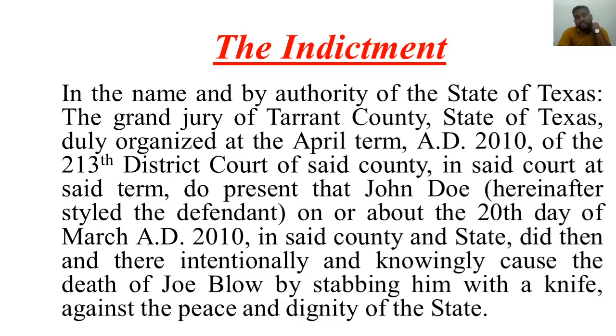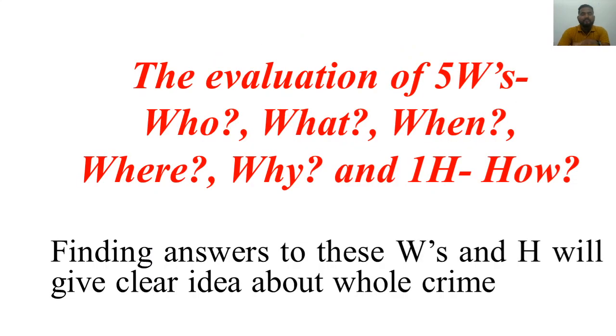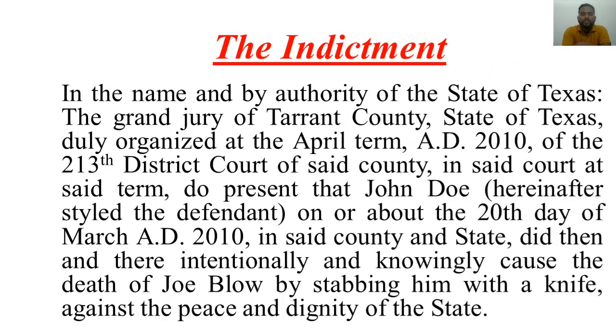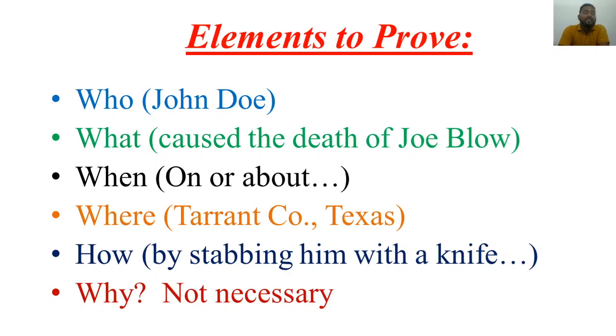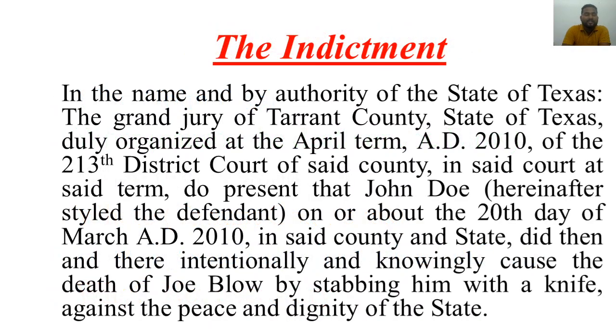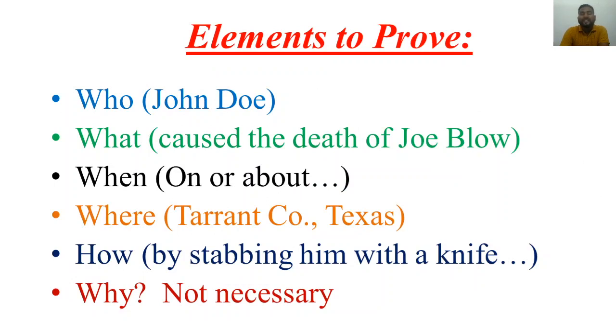Now we have to find out all 5 W's and 1 H, that is who, what, when, where, why, and how. Who? John Doe. What? He has caused the death of Joe Blow. When? On or about the 20th of March 2010. Where? Tarrant County, Texas. And how? By stabbing him with a knife. And why? It's not necessary, but you can find out why he has done this in or after the investigation. So these are the elements which we have found from this case.